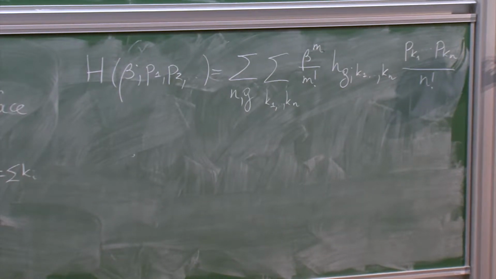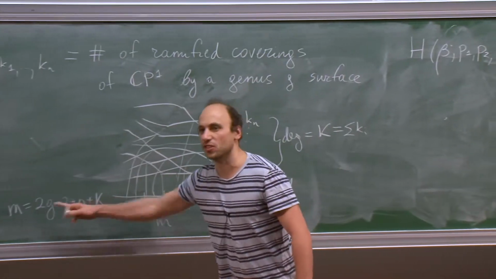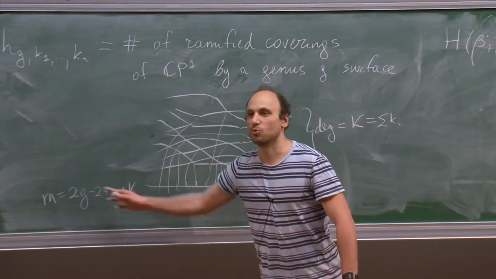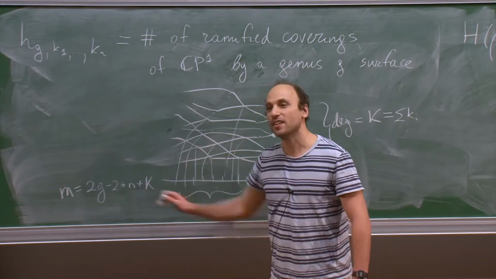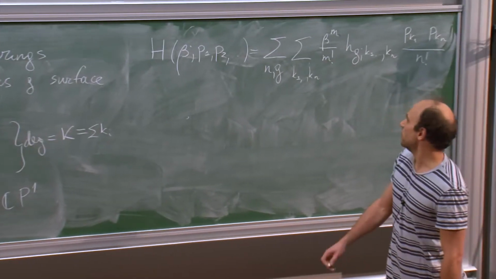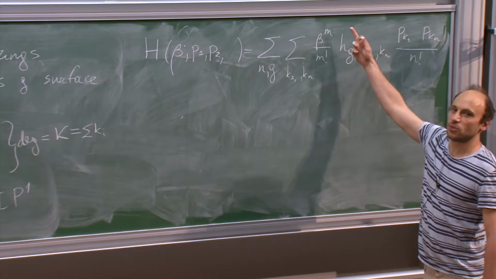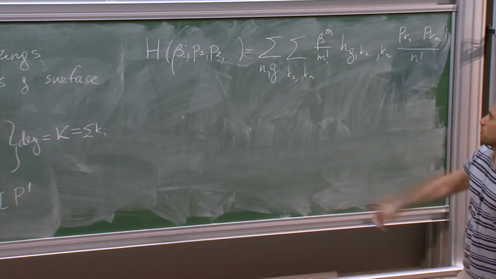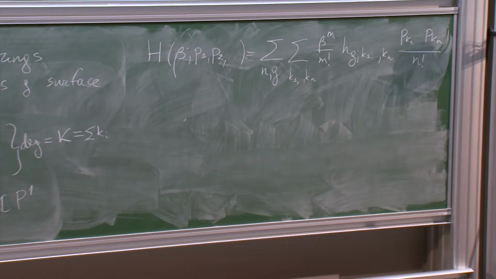So maybe I should make one small comment: this number m here, and the genus, are expressible from each other. They give the same information. I prefer to write the genus here, but the number m is expressed from the genus. And I could also write m and express g from m. That would be equivalent.